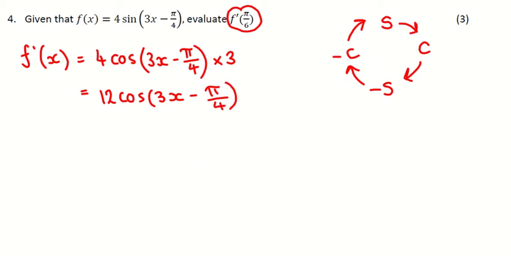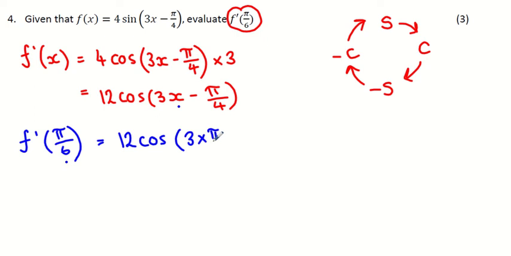Okay, so now we're at the stage where we need to find f dash of pi over 6. And you are allowed to change this to degrees right now. If you wanted to change this to 30 degrees, then that might make the working a bit easier, or you can keep it as pi over 6. So we're substituting in pi over 6 when we see an x. So 3 times pi over 6 minus pi over 4.